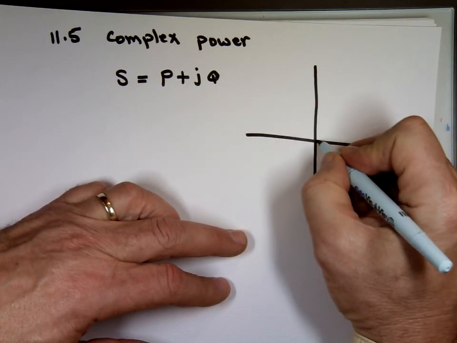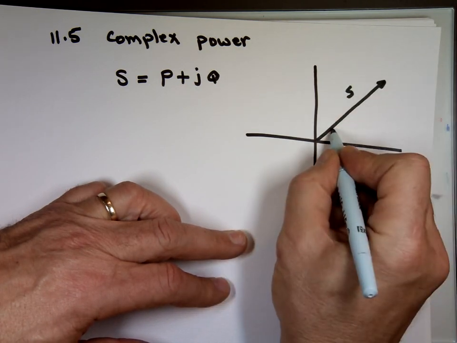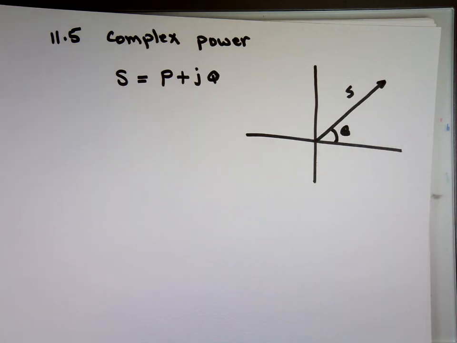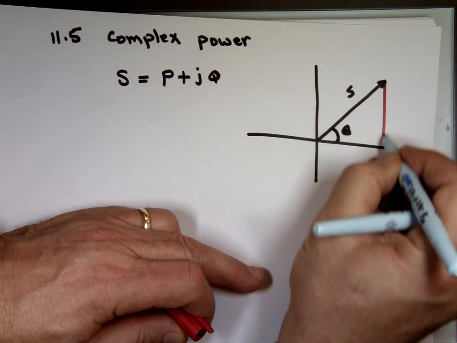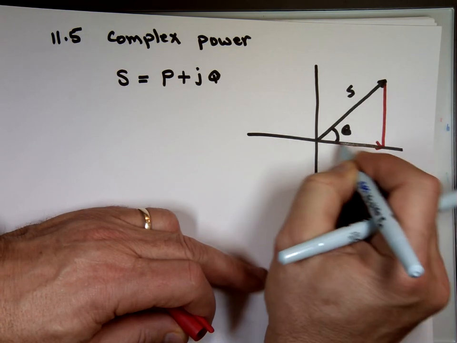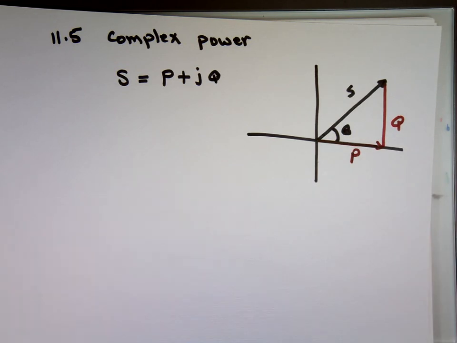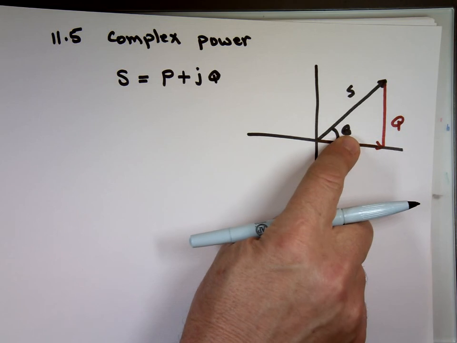If this is S, and this is theta here, P is the real portion. That's this one. This is what P is. And that's your Q. So P is actually S times cosine theta.